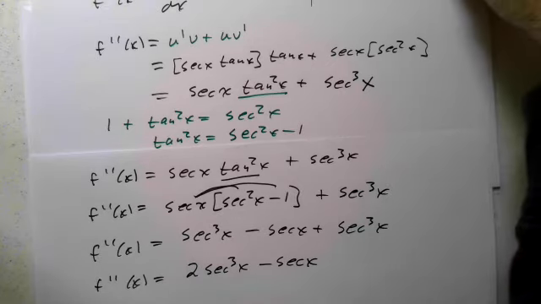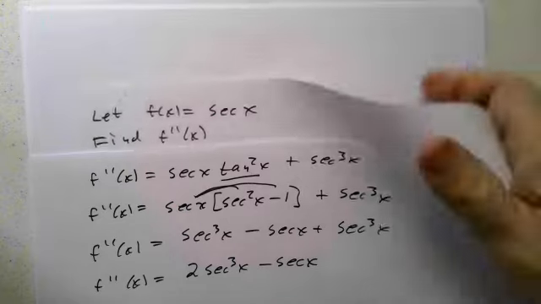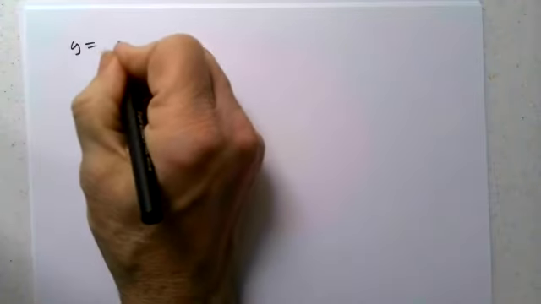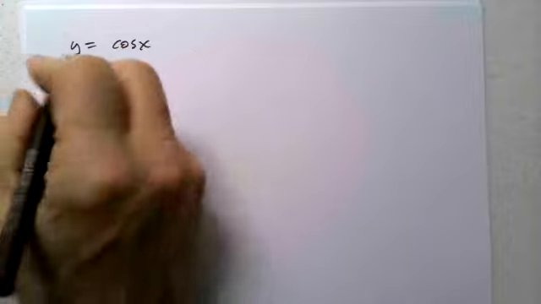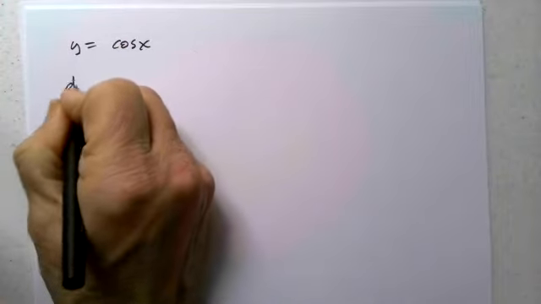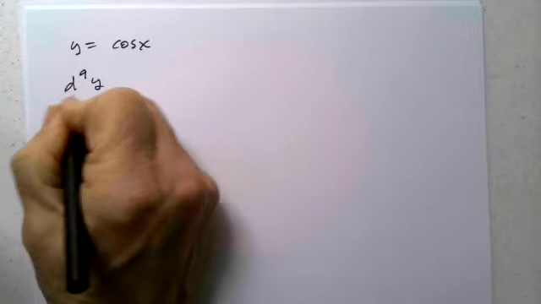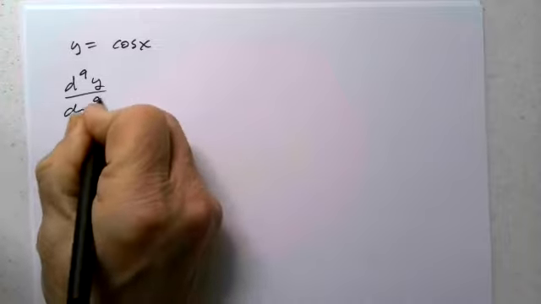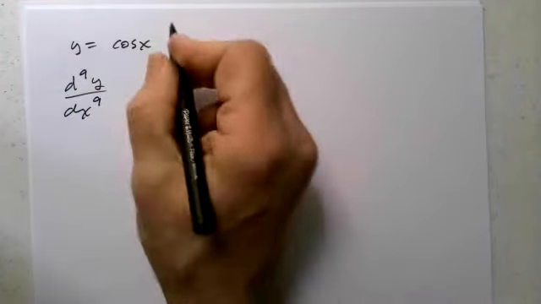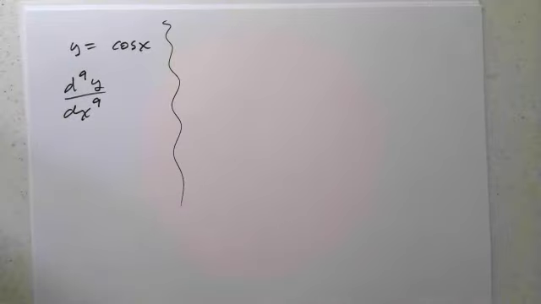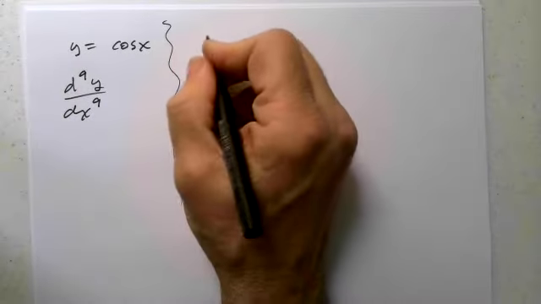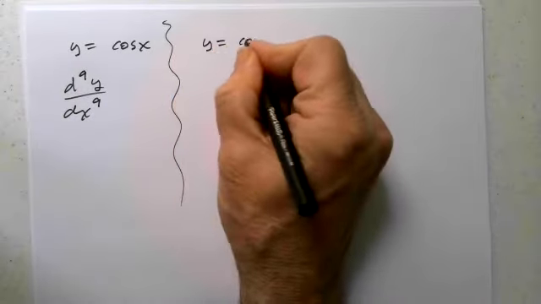So let's go back to sine and cosine. And let's ask for the 9th derivative. So we're going to let y equal cos x. And I want the 9th derivative. So I want d9y/dx to the 9th. So that's going to be a lot of work unless we can identify a pattern. And maybe you can. y is cos x.